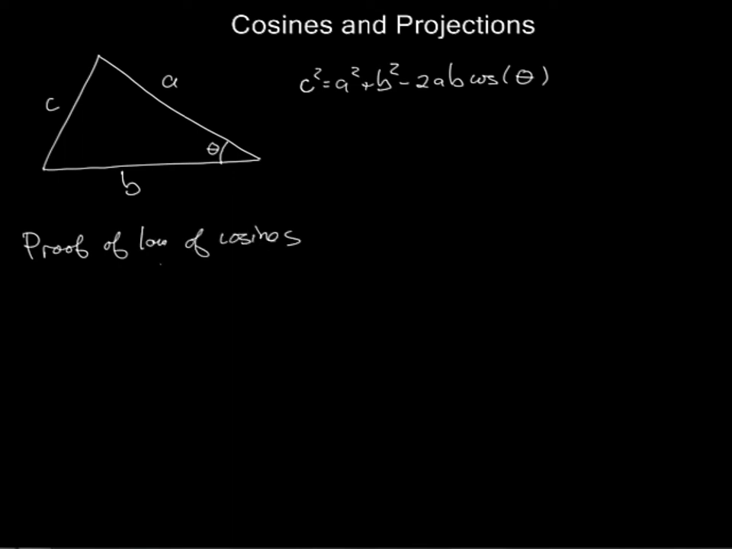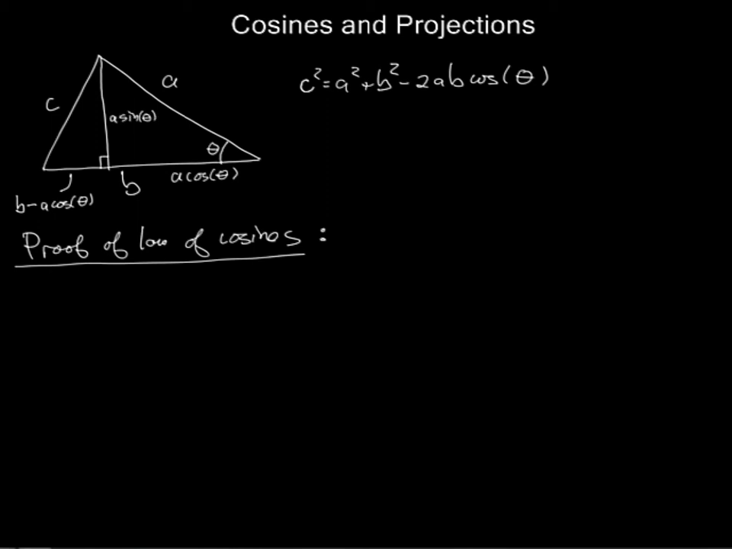And what we do is we divide this triangle up by dropping a perpendicular down to the side labeled b. And now we use the Pythagorean theorem in these two triangles. The length of this side is a cosine theta, so the length of this side is b minus that, and the length of this vertical leg here is a sine theta.